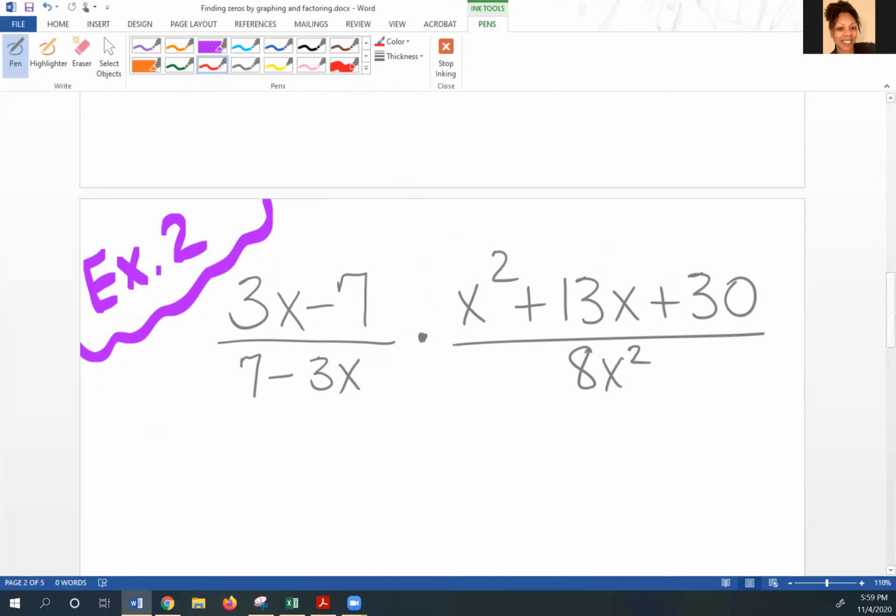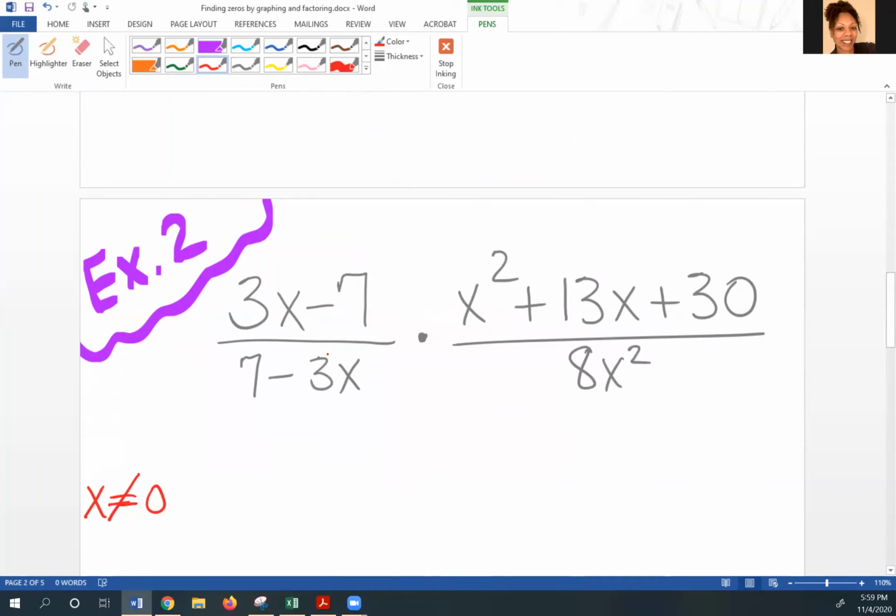So I like this one because, well, anytime you see like 8x or 8x squared, once you set this equal to 0, you know that x is going to become 0. So your excluded values can be more than one thing. It cannot equal, so that's what that little slash means. I know it cannot equal 0 here.